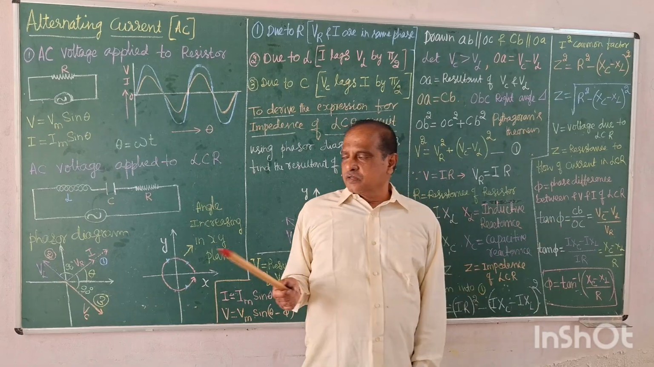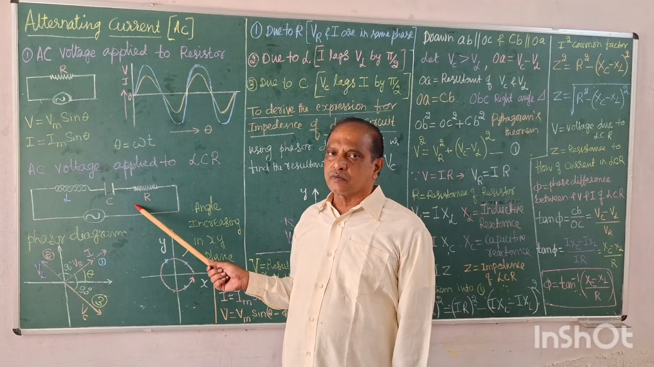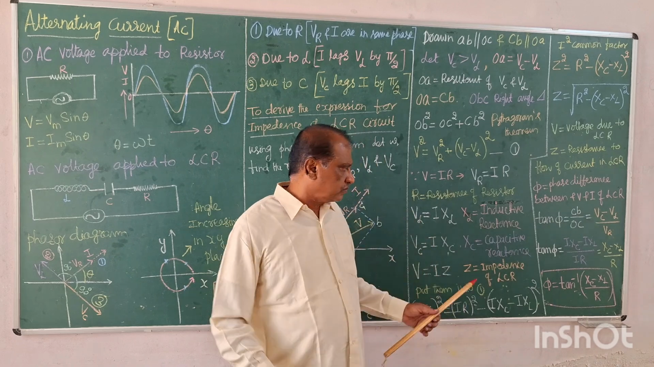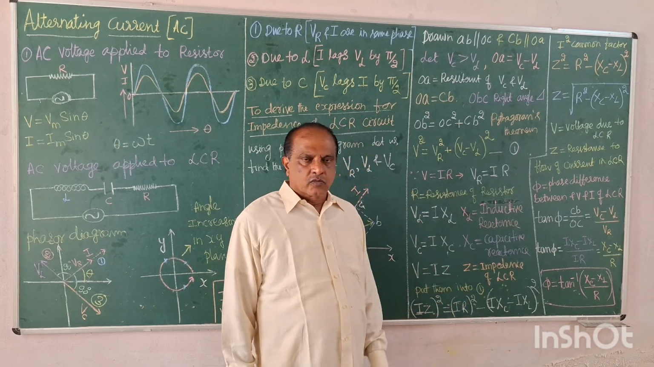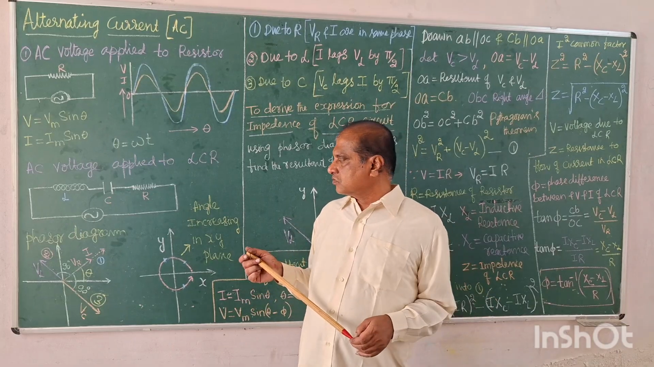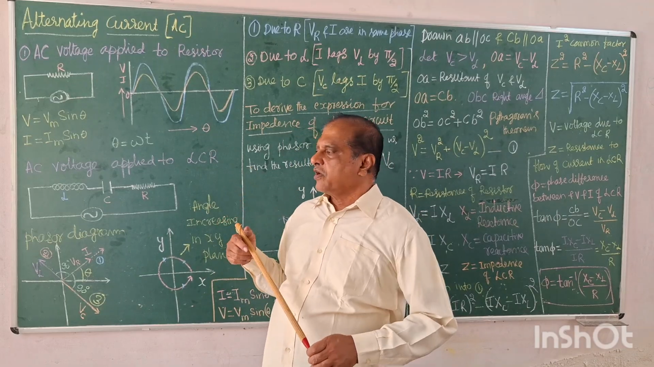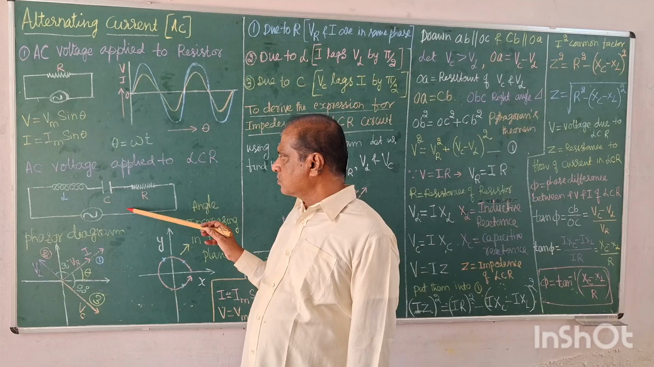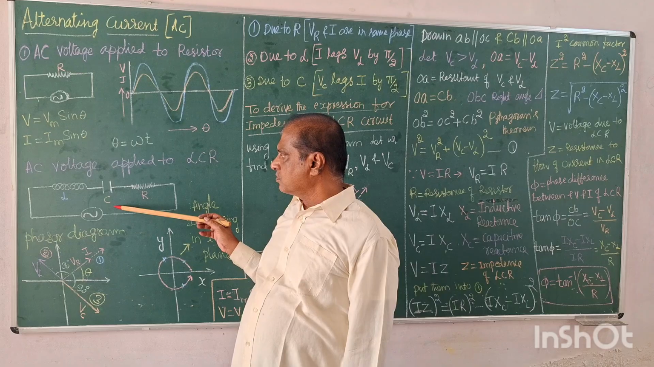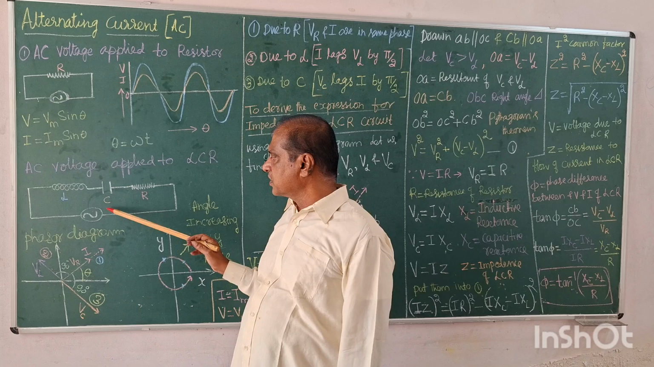One important expression, that is the impedance of LCR. What is meant by impedance of LCR? That is Z. You can derive that particular expression. Impedance is the resistance offered by the LCR circuit. It is the effective resistance, the total effective resistance offered by this LCR circuit.